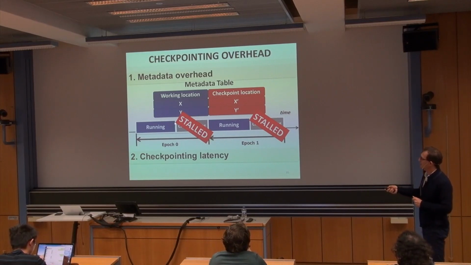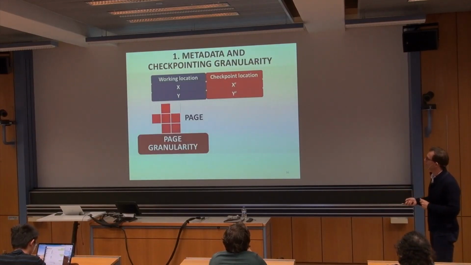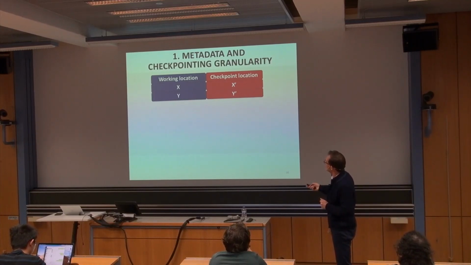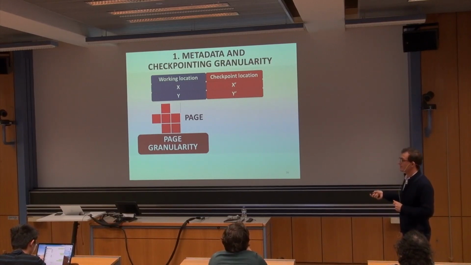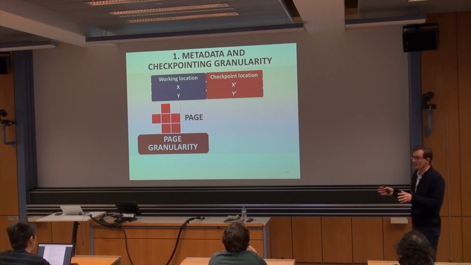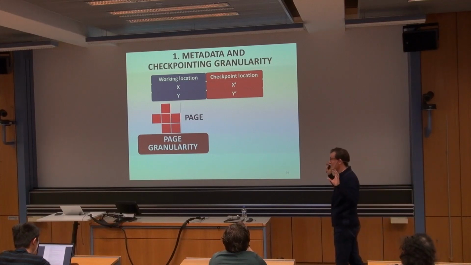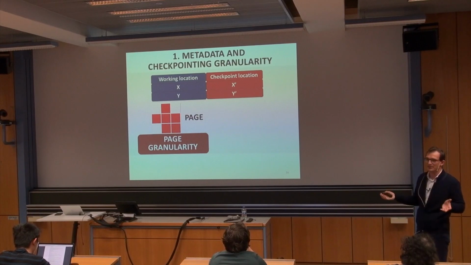Like after you've finished the running, you need to checkpoint the data, and that takes a long time. So let's take a look at this one. Basically, the metadata that you need to keep is affected by the checkpointing granularity. You could checkpoint at the page granularity. Then you need to keep track of the metadata at the page level. This is very similar to what we've discussed in terms of designing a large DRAM cache, right? What is the metadata or tag store that you need to keep track of the things that are checkpointed?